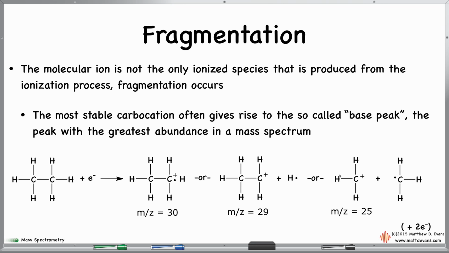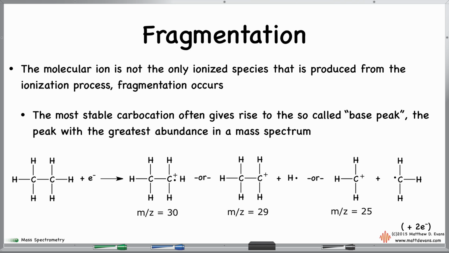Tertiary is more stable than secondary. Secondary is more stable than primary. So something like this primary carbocation is pretty difficult to produce, as it turns out. Actually, this is a methyl carbocation. This is the worst carbocation. This one is a primary carbocation, so we would expect this one to be in greater abundance than this methyl one. Okay, so we're hoping for just a little bit of this one, though, because this is the molecular ion species. This is the atomic mass of the overall molecule.